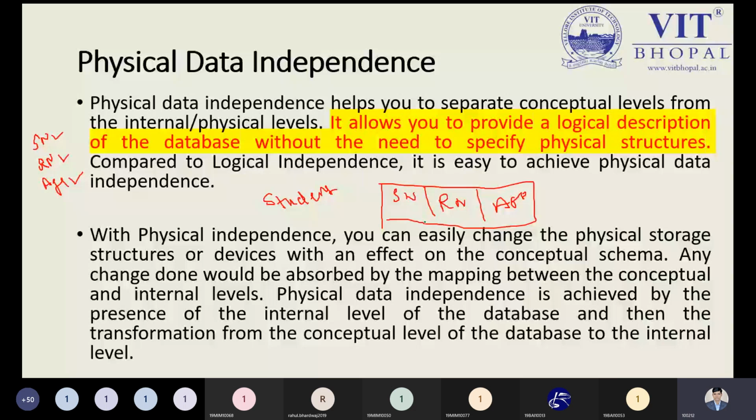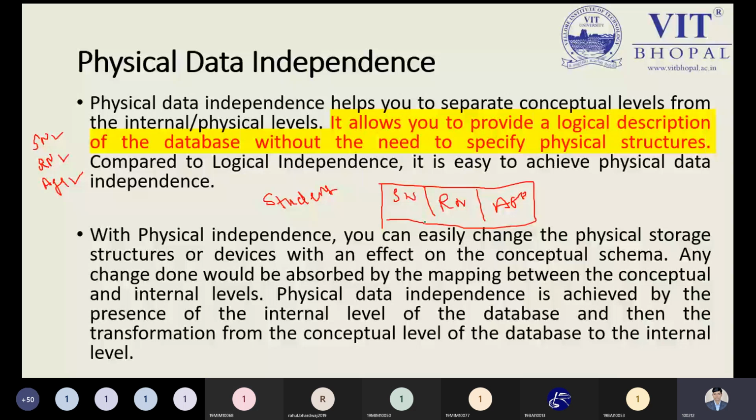Physical level doesn't mean we are talking about the physical devices. Physical level means how data is to be stored and where data is to be stored. Data could be stored in a CD-ROM directly, a floppy drive, a hard disk, or any secondary device. It could also be stored in the primary memory.